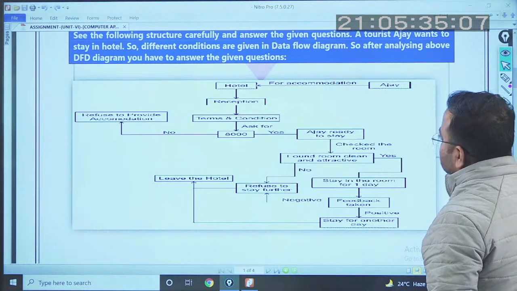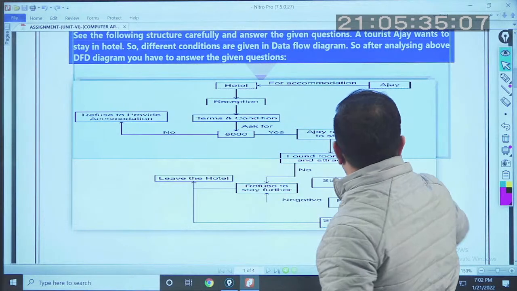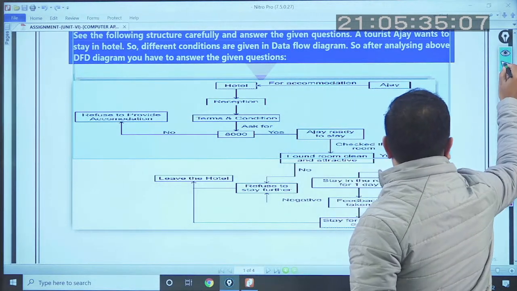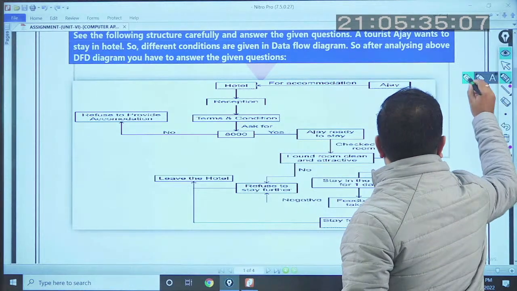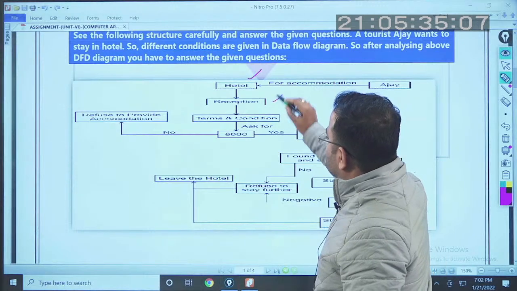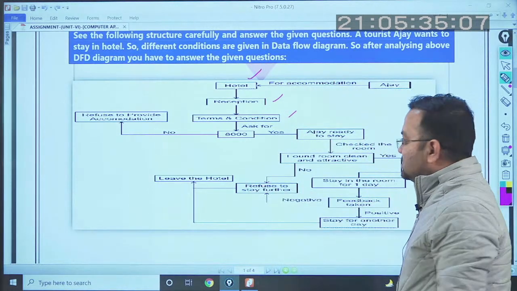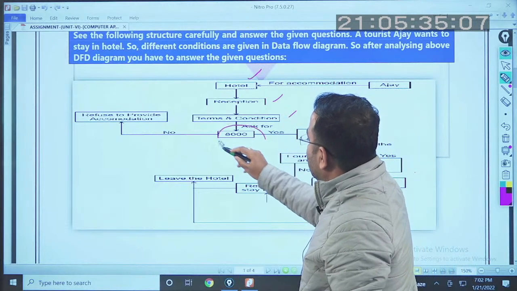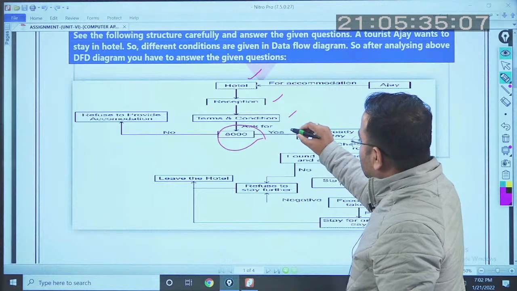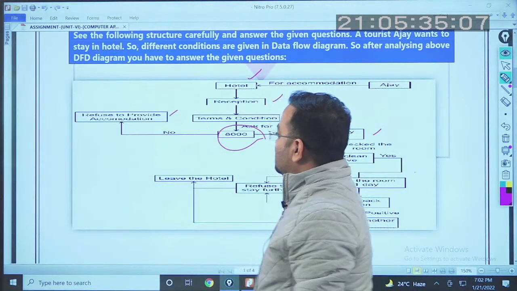So the diagram has started from Ajay. Ajay needs the accommodations. Yes, Ajay needs the accommodations. He visited a hotel and meets the receptionist, and the receptionist has so many terms and conditions, and in these terms and conditions it is asking for the money, 8,000 for deposit if you want to stay at the hotel. So if Ajay agrees, yes, then Ajay stays at the hotel, if not agree then refuse to provide the accommodations.